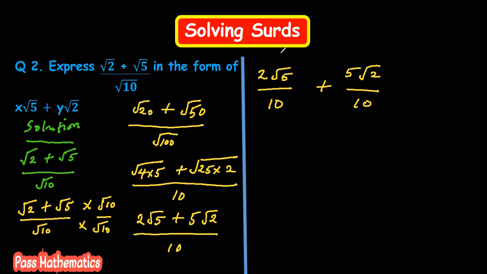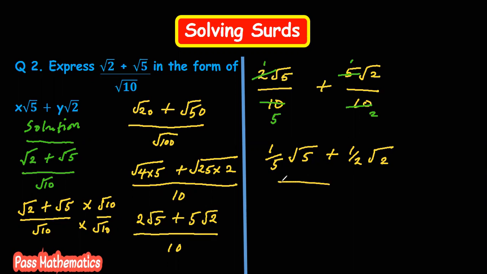So we cancel: 2 cancels itself to 1, and it cancels 5 times, and 5 cancels itself to 1, and it cancels 2 times. So we should have 1 over 5 root 5, plus 1 over 2 root 2.